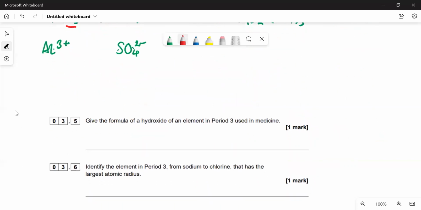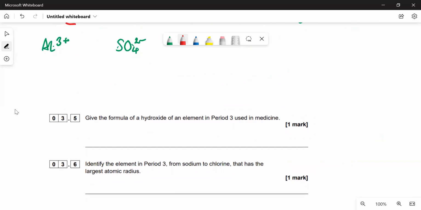Okay, the formula of a hydroxide of an element in period 3 used in medicine. This is going back to group 2 from year 12 stuff. Magnesium hydroxide can be used as an indigestion remedy, okay, because it's basic, but it's not very soluble. You couldn't use sodium hydroxide for that. It's very soluble and it'd be very alkaline. So magnesium hydroxide is almost completely insoluble. Again, that knowledge comes from group 2. You need to know the solubility of the group 2 hydroxides and the group 2 sulfates, which is year 12 stuff.